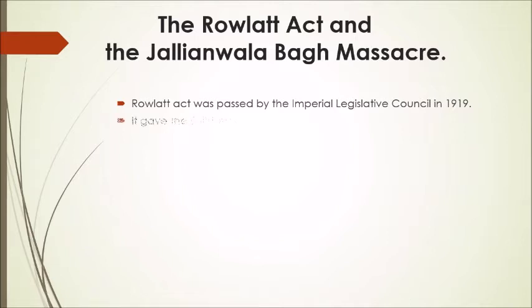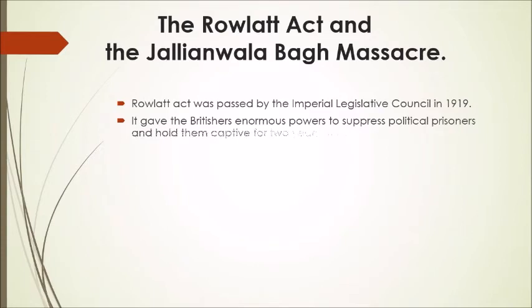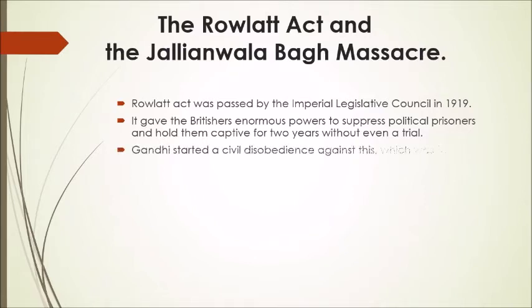Now comes the Rowlatt Act and the Jallianwala Bagh massacre. Rowlatt Act was passed by the Imperial Legislative Council in 1919. अब इस एक्ट की पावर क्या थी? It gave the Britishers enormous power to separate political prisoners and hold them captive for 2 years even without a trial. बिना किसी कोर्ट के केस के आप 2 साल तक किसी को भी बंद करके रख सकते हो.